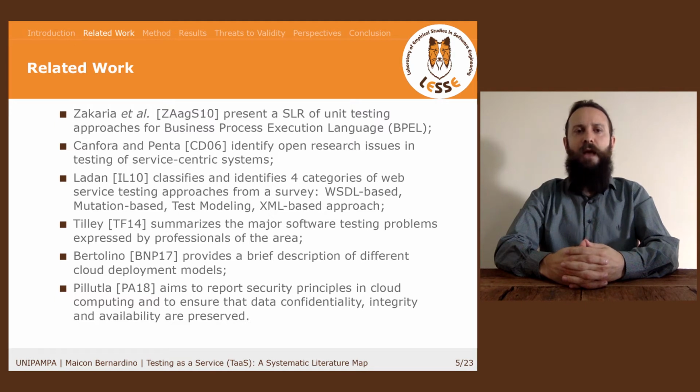The study conducted by Pilutla aims to report security principles in cloud computing and to ensure that data confidentiality, integrity, and availability are preserved.